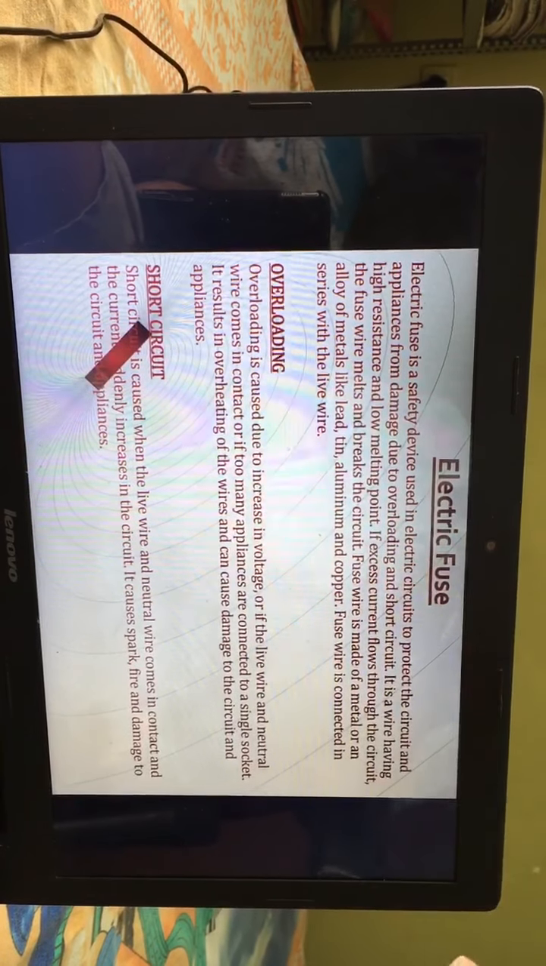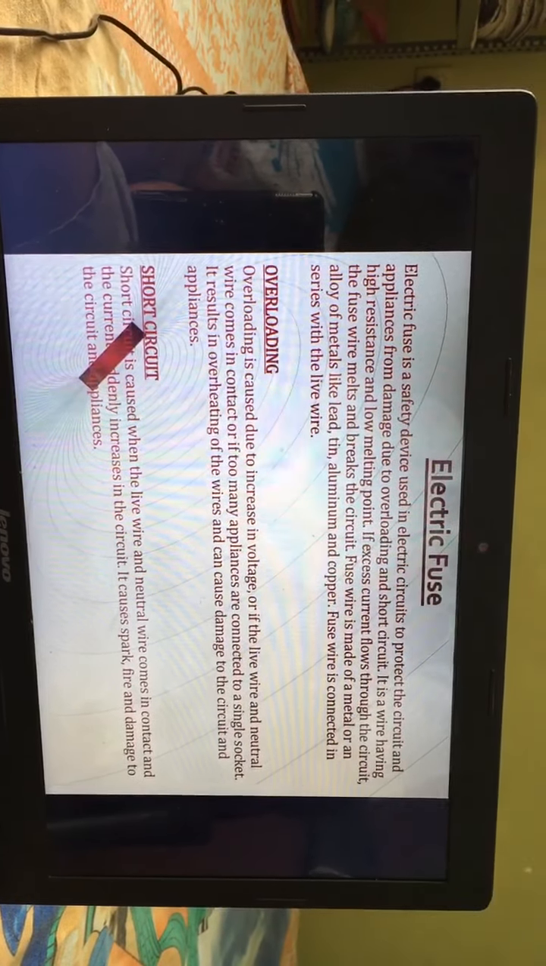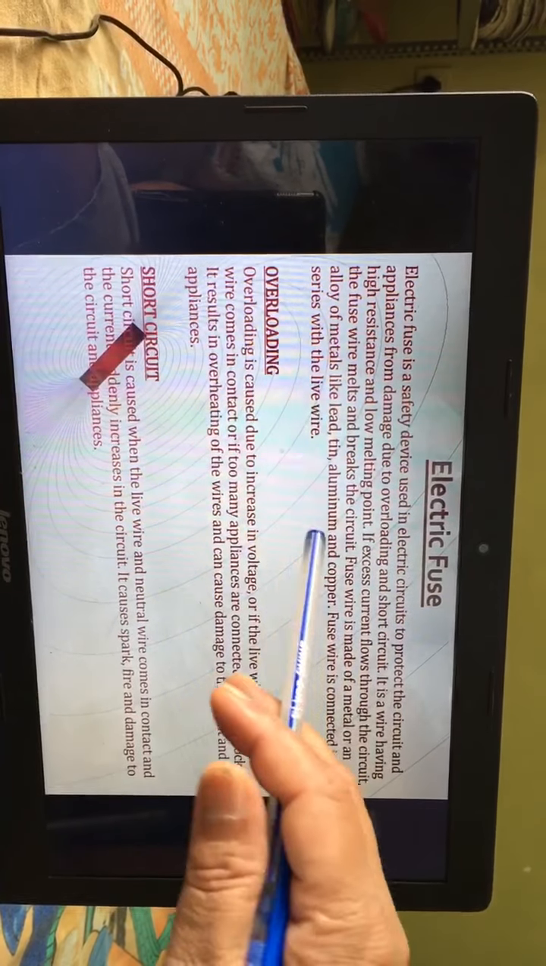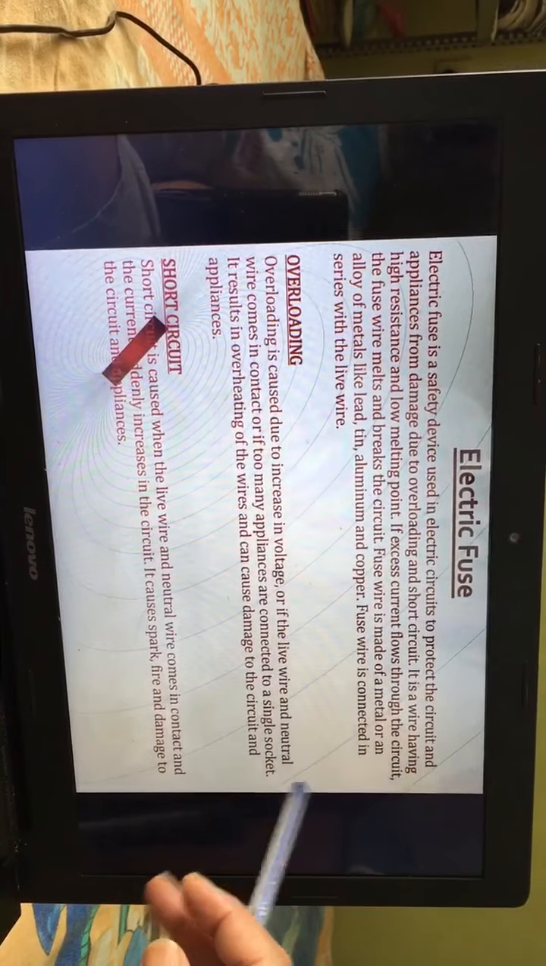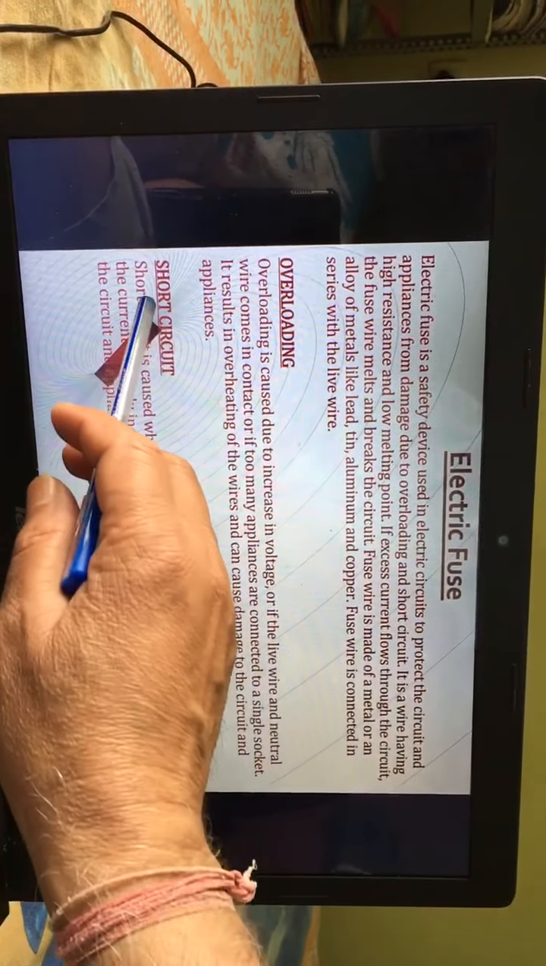Sometimes electric fire takes place over there. So I advise, or you all know, that we cannot connect all our devices to a single circuit or single socket. Now the other is called short circuit.